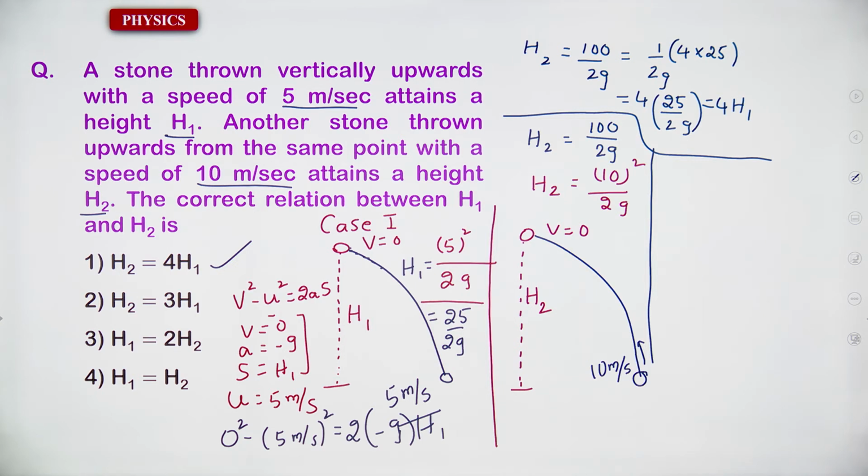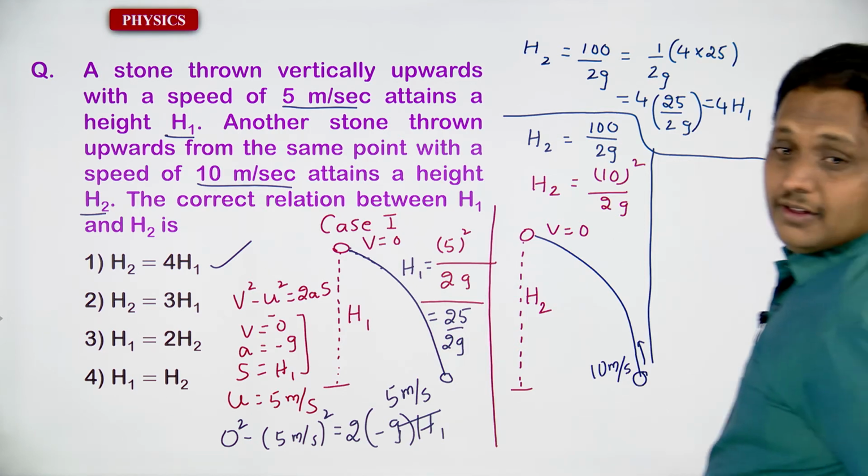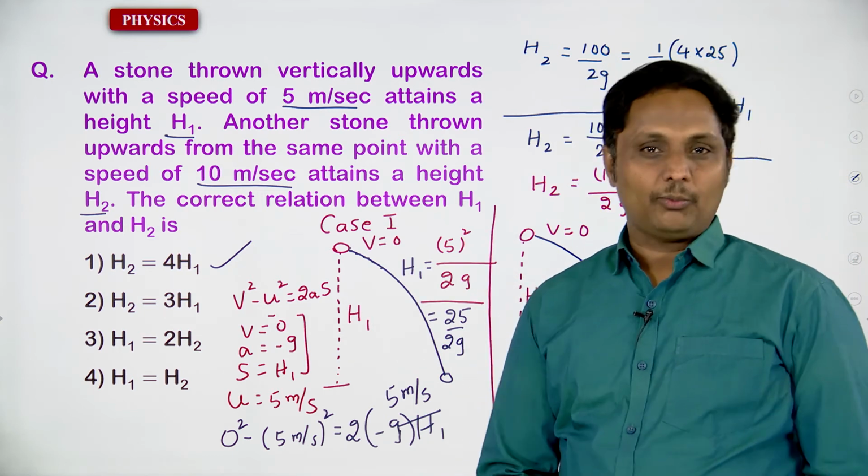Yes, you are all going to know about this one. You can take that H1, H2 and 2 cases. Okay, you have taken. That is very clear. So finally, what we have obtained, H2 is equal to 4H1. It's very clear. All right, let's go for another problem.